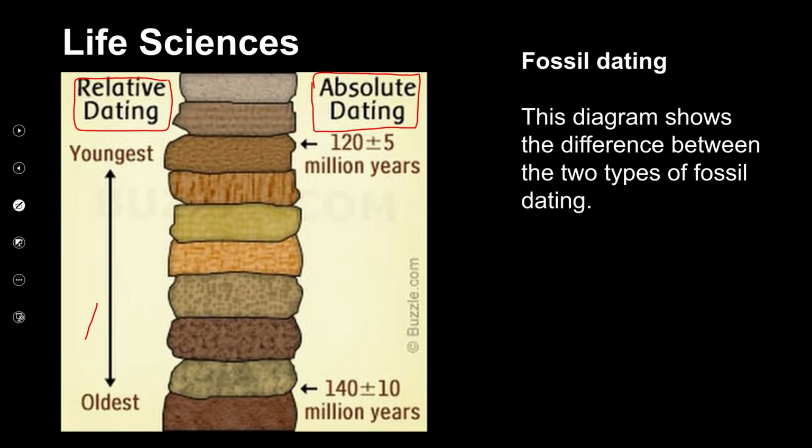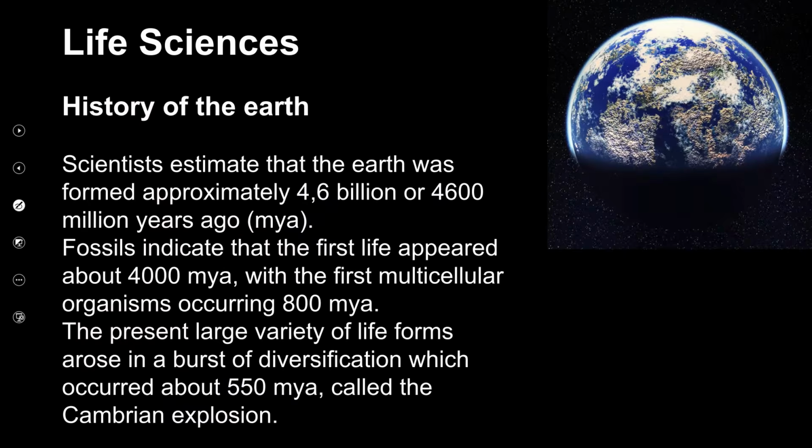And if you have a look, if they work out it's 120 million years, the margin for error is about 10 years, so it might be 125 million years old. As the rock gets older, the margin of error gets a little bit bigger, but it still gives us a good idea of how long ago those organisms existed.